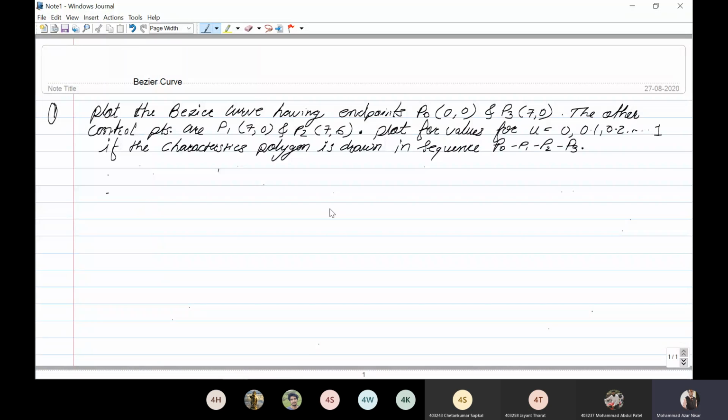So in this problem, as we saw in the previous problem, a similar one is given. You have to plot the Bezier curve having endpoints P0, the initial or starting point of the curve, and the end point P3. So it is a cubic Bezier curve. The end point is (7, 0), and the other control points are P1 (7, 0) and P2 (7, 6).